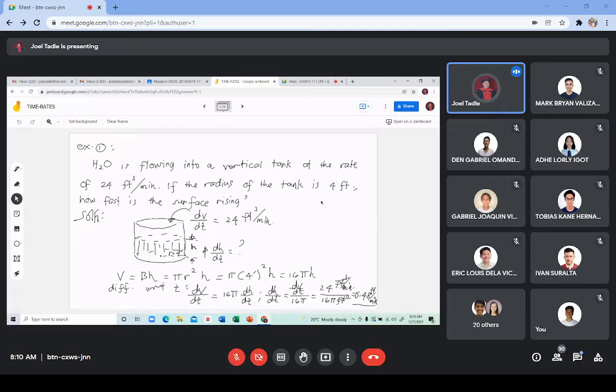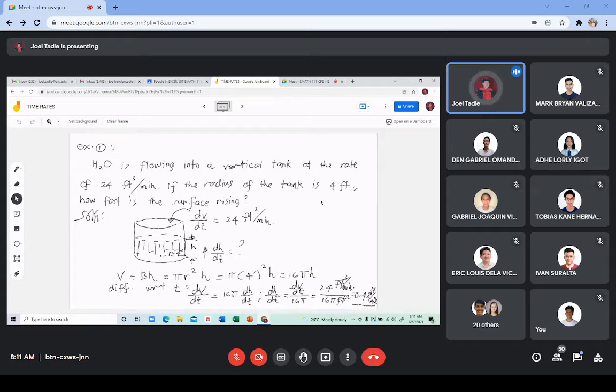Volume is equal to B times h, where B stands for the area of the base of the tank, or the area of the circle, which is pi r squared. The base is a circle. So the area of a circle is pi r squared times height h. So pi r squared h. But r is given, 4 feet, so we can substitute it. So we have 16 pi h. So volume equals 16 pi h.